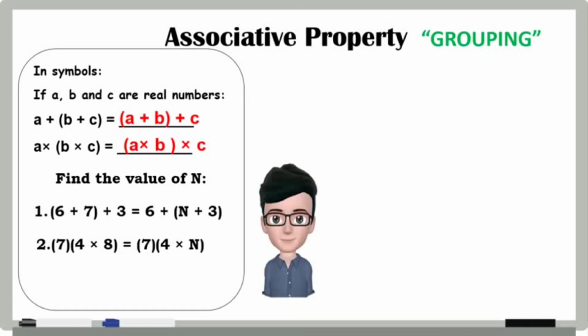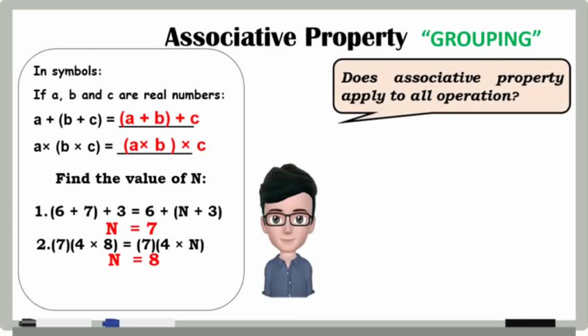Now, let us apply associative property to find the value of n to the following equation. For the first one, the quantity 6 plus 7 plus 3 is equal to 6 plus the quantity n plus 3. What is the value of n? Sir, 7 po. Okay, that is correct. Now, for the next one, 7 times the quantity of 4 times 8 equals 7 times the quantity 4 times n. What is the value of n? 8. Okay, that is correct.